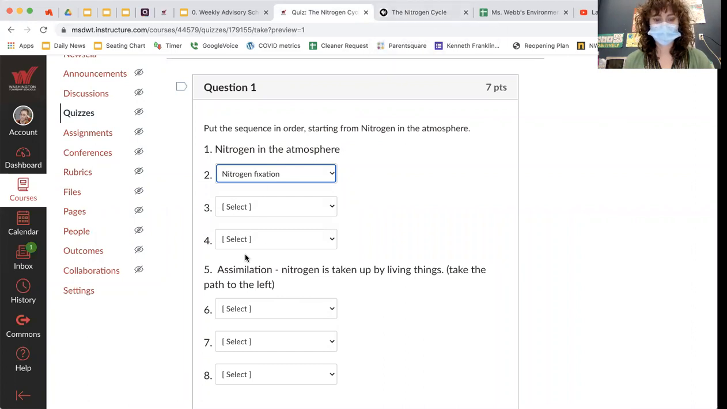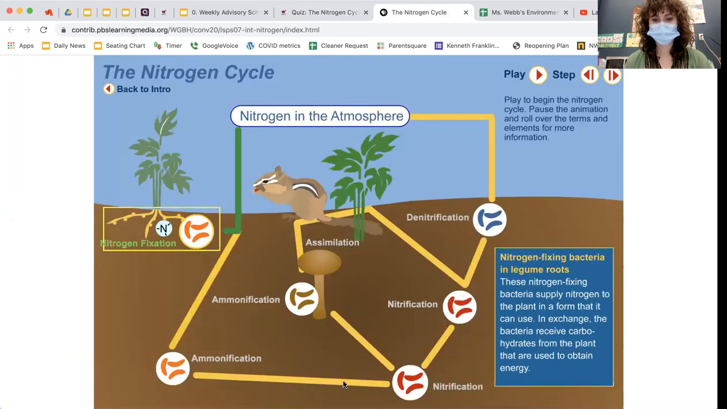Now, you work through steps 3 and 4, but a lot of people got messed up when they got to step 6, 7, and 8 because it doesn't follow the order of this simulation. So look right here. This would be step 5. And step 5, there's 2 pathways. And well, actually, this is step 4. Step 5, there's 2 pathways. So it can either go this way to denitrification, or it can go this way to assimilation.